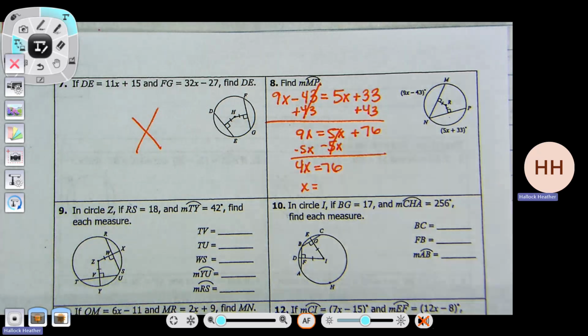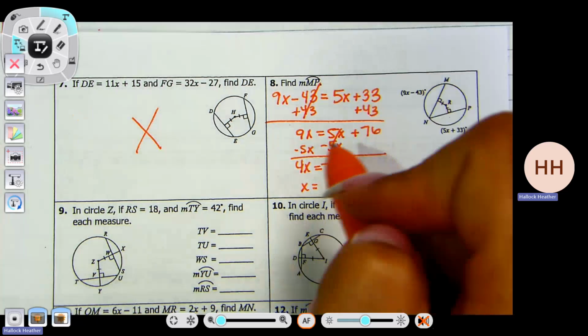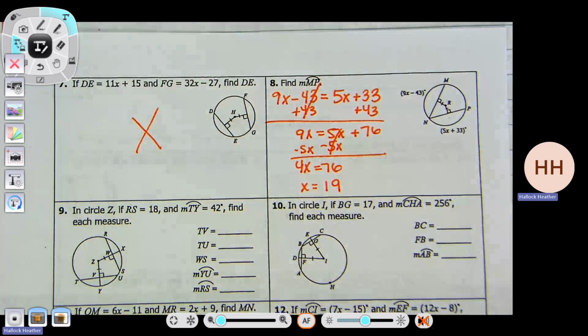So what do you get for X? 19. Okay. And then take a second. You're gonna have to think about, you're trying to find MP.